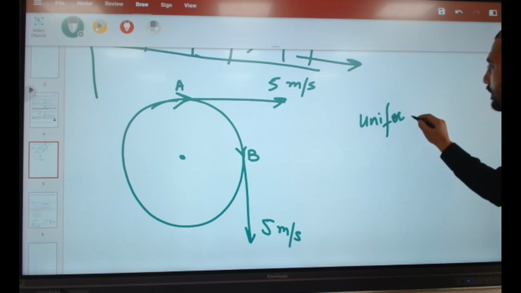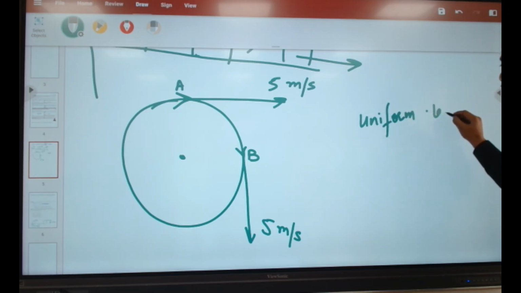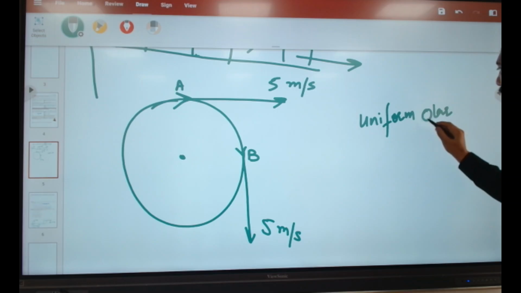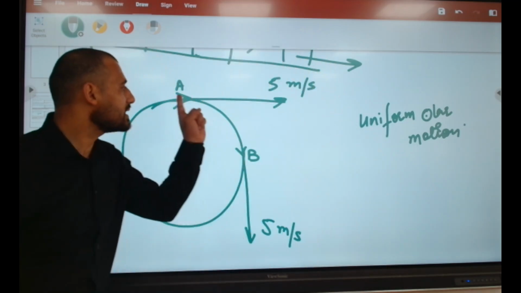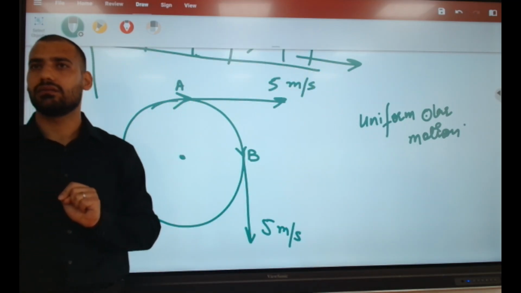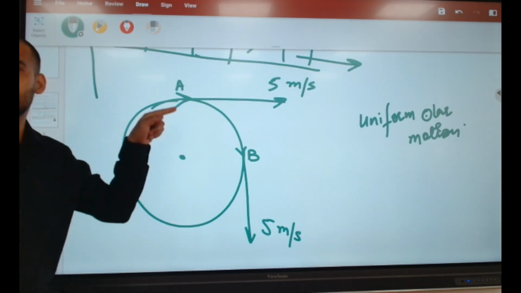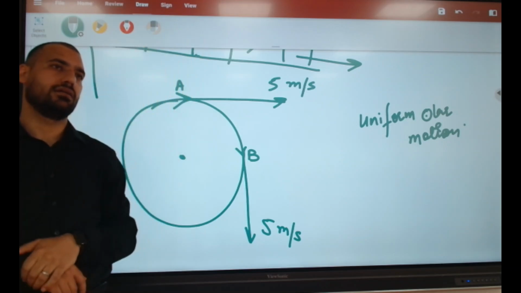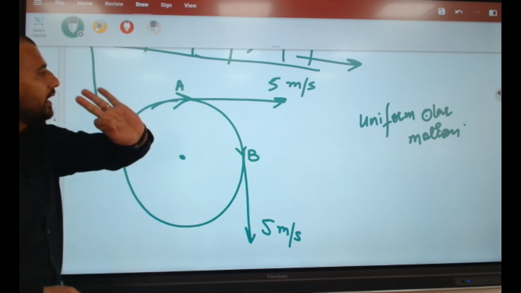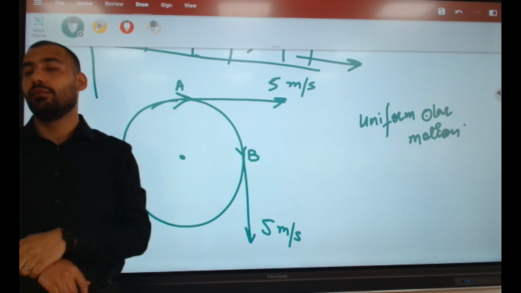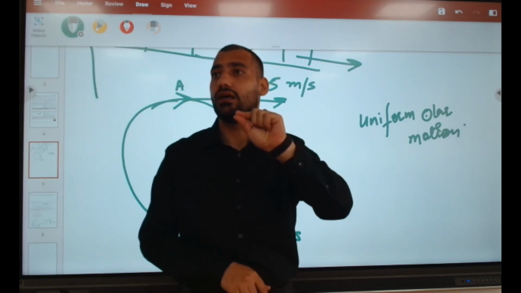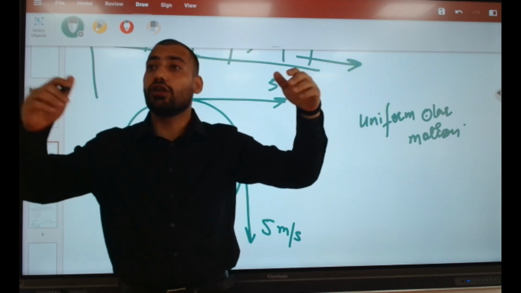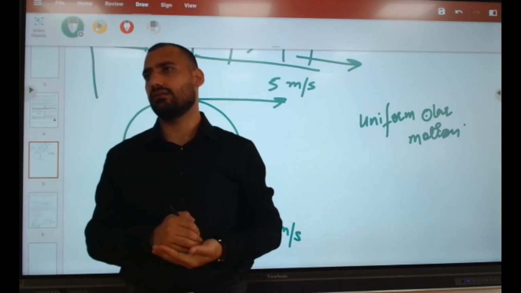Which kind of motion? Uniform circular motion. Is that clear? See, understand. Has the magnitude of velocity changed? No. What has changed? Direction. Only the direction. Again you will see acceleration. Because what is acceleration? It is the rate at which velocity changes. So velocity can change in multiple ways.